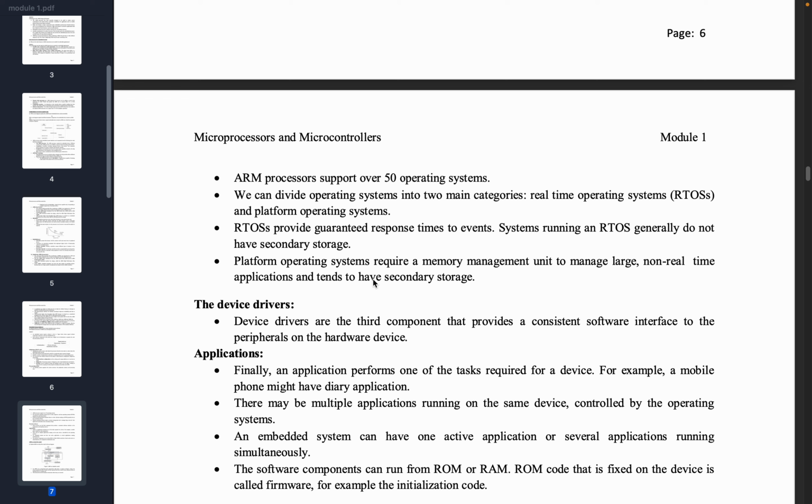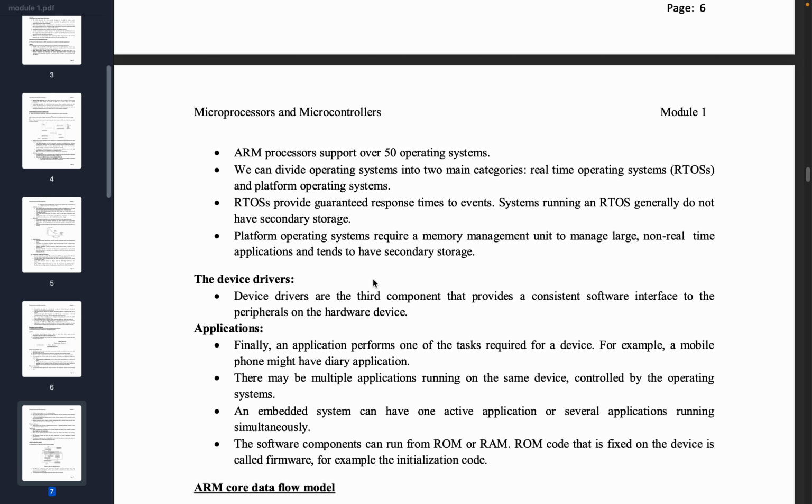Device drivers are a third component that provides a consistent software interface to the peripherals on the hardware device. Applications finally perform the tasks required for the device. For example, a mobile phone might have a diary application. Multiple applications can run on the same device, controlled by the operating system. You can take the example of a phone where multiple applications run simultaneously; that is when you need the operating system, which works on tasks and performs better. An embedded system can have an active application and several applications running simultaneously. Software components can run from RAM, ROM and fixed device cards as firmware, for example installation code.